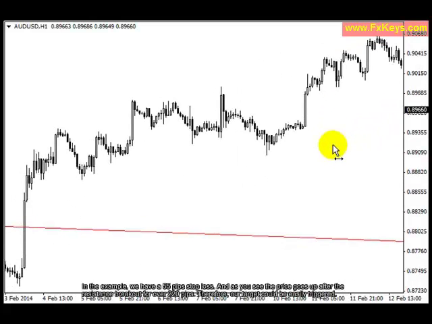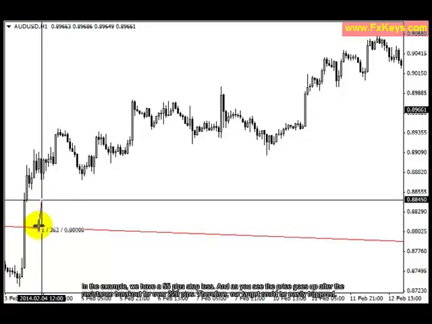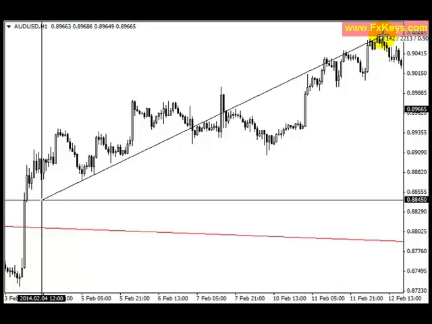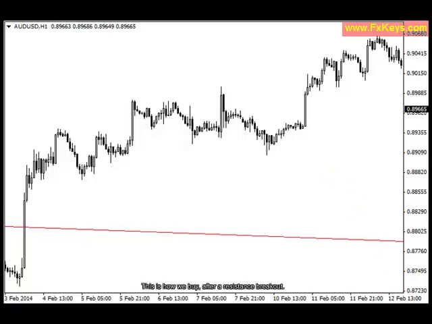In this example, we have a 55 pips stop loss. And as you see, the price goes up after the resistance breakout for over 220 pips. Therefore, our target could be easily triggered. This is how we buy after a resistance breakout.